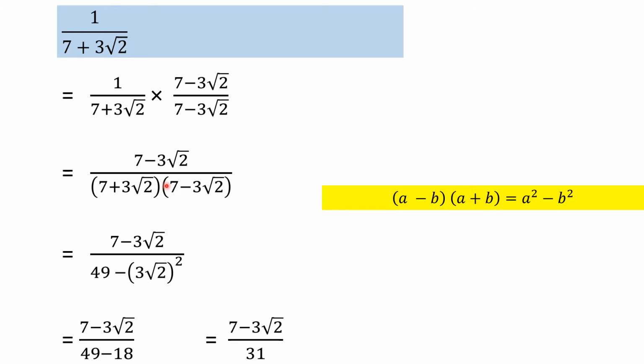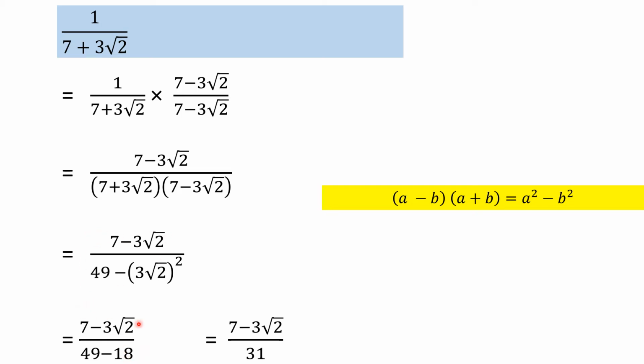Now when I look at this, what do I see? I see that it's 7, 3 root 2, 7, 3 root 2, and there is only a sign difference, plus, minus. So I know that I can use this formula. According to this formula, I'll treat 7 as A and 3 root 2 as B, okay? And when I do that, what do I get? 7 square minus 3 root 2 square. So I write that below. 7 square is 49 and 3 root 2 square is 18.